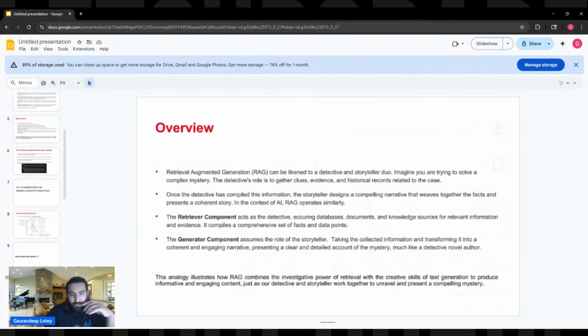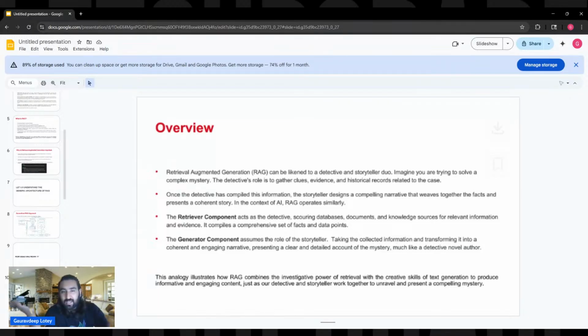So how does RAG work? Of course, I have been discussing this point. RAG can be linked to a detective and storyteller duo. Imagine you're trying to solve a complex mystery. The detective's role is to gather clues, evidence, and historical records related to that case. Once the detective has compiled it, he has made his complete report, the closure report of the whole case. A crime happened, and this crime is your question. The detective builds the supporting evidence, clues, and historical records into that report. The detective is like a RAG.